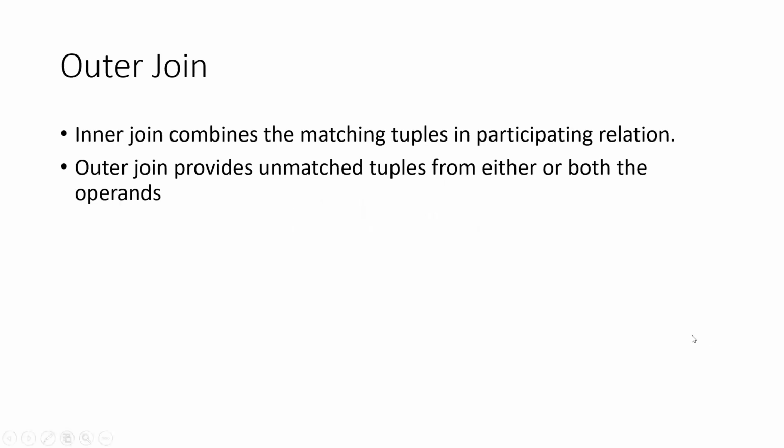Next topic is outer join. The joins which we studied, that is equijoin, theta join (actually, equijoin is a variation of theta join), and natural join, are all inner joins. Inner joins combine the matching tuples in the participating relations. Outer join provides unmatched tuples from either or both of the operands. There are mainly three kinds of outer joins: left outer join, right outer join, and full outer join.